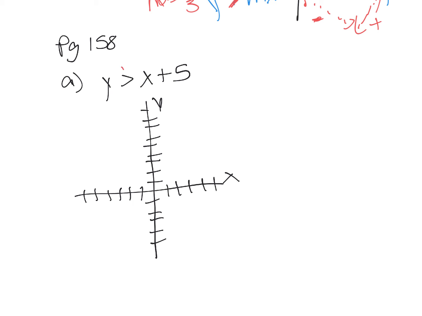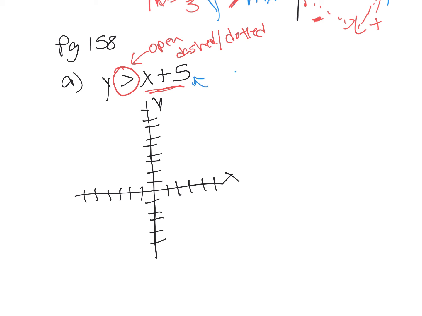And the first thing that I want you to do is look at what we are doing. This is y is greater than x plus 5. So this is an open symbol, so that means it is a dashed, or you could say dotted, however you want to say it, dotted line, right? Okay, and then you're going to graph it just like you're used to seeing.